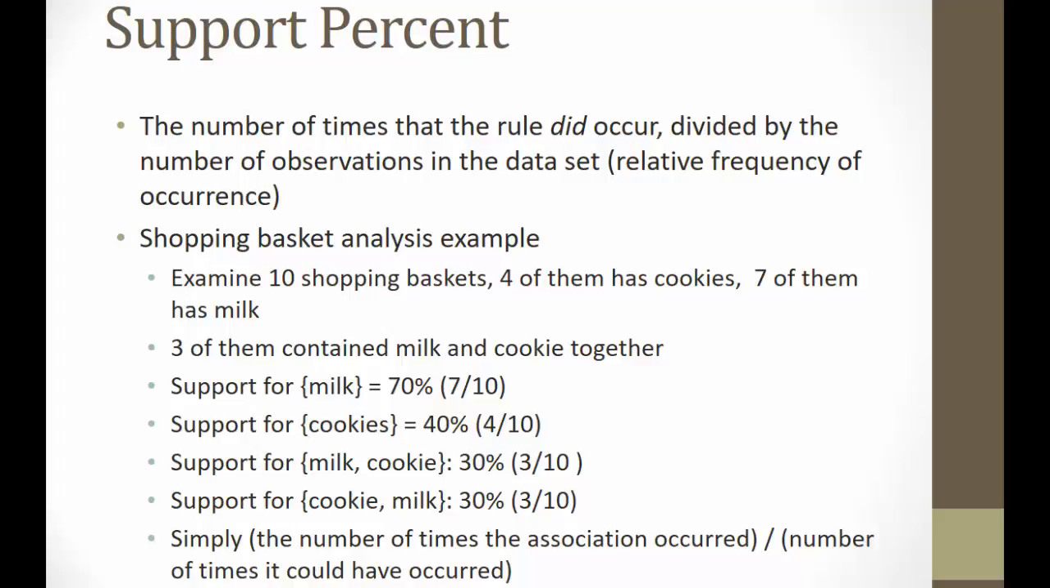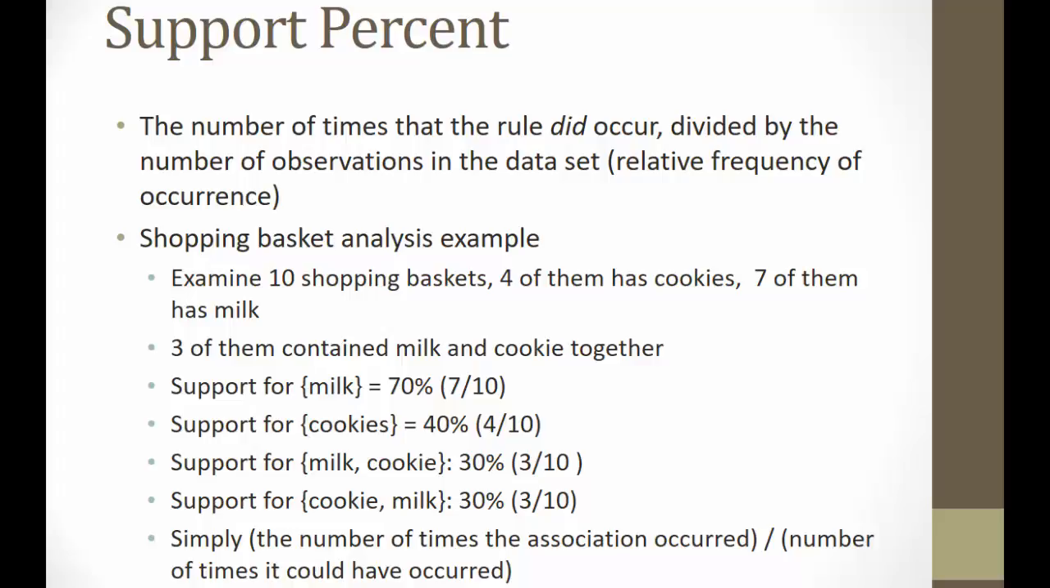Let's start with the support percentage. Support percentage is basically the relative frequency of occurrence of an association. Basically, it refers to the number of times that the rule occurred divided by the number of observations in the dataset. Let me give you an example to understand support percentage a little bit better.